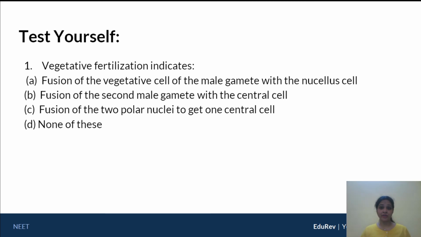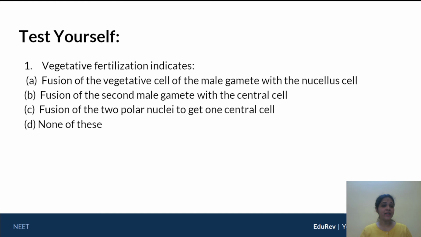Now there's a difference over here. In the first case, egg cell plus sperm, or rather egg cell plus male gamete, gave rise to the zygote, which means this was generative. It gives rise to the new generation. But polar nuclei plus male gamete did not give rise to a new generation. So triple fusion can also be called vegetative fertilization, whereas syngamy will be called generative fertilization. So let's go through this MCQ.